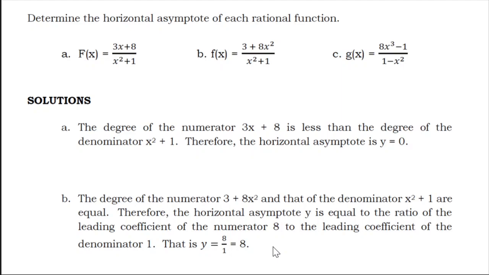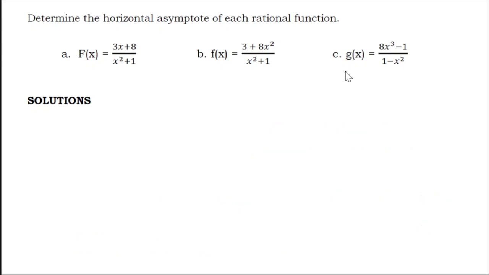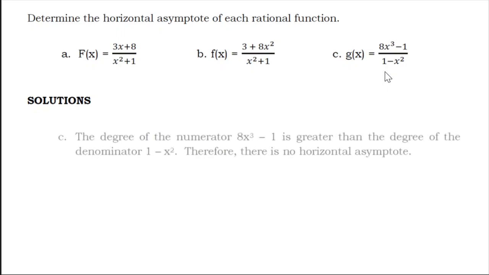For problem C, j of x is equal to 8x cubed minus 1 over 1 minus x squared. The degree of the numerator 8x cubed minus 1 is greater than the degree of the denominator 1 minus x squared. Therefore, there is no horizontal asymptote.